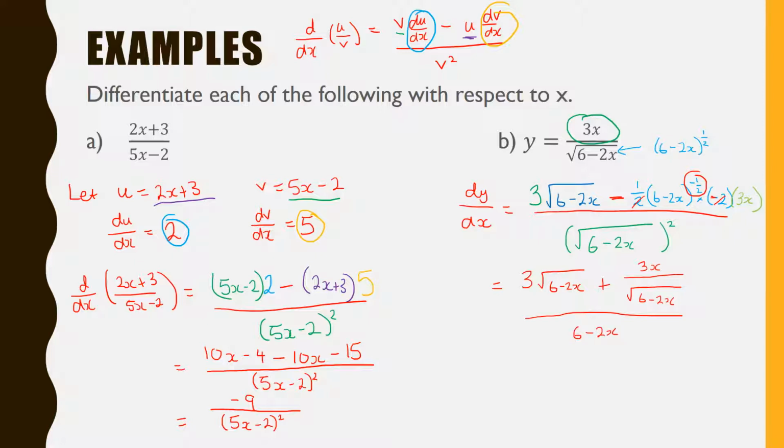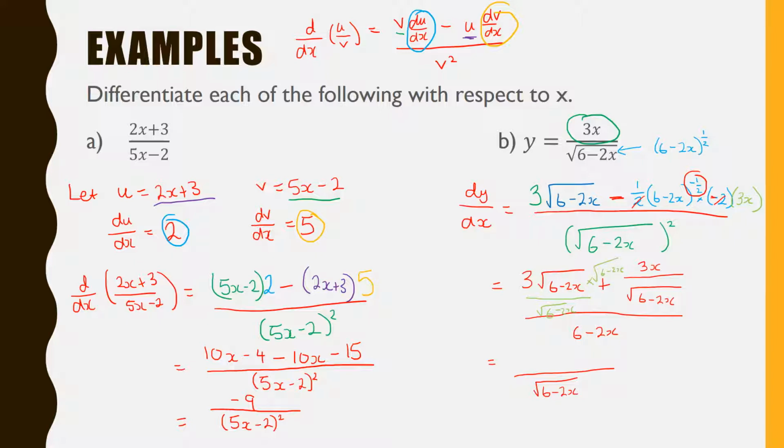Now this is not nice. We can't have a fraction within a fraction. So we need to look at the numerator and put the whole numerator over a common denominator, which would be 6 minus 2x. So when we're looking at this, if I want to make this second term here over 6 minus 2x, that means I also need to multiply by 6 minus 2x in the numerator.